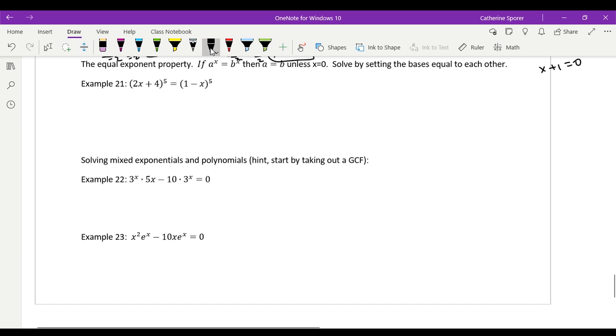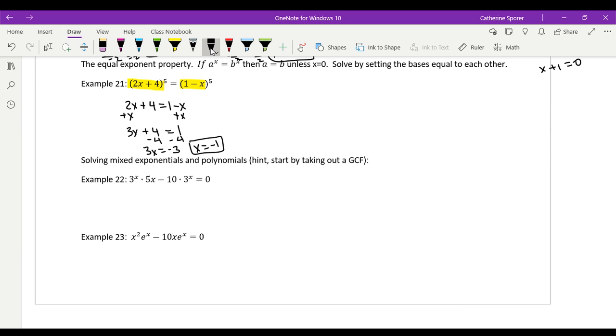We solve that by setting the bases equal to each other. So example 21, 2x plus 4 to the fifth equals 1 minus x to the fifth. We set those two bases equal to each other. So 2x plus 4 equals 1 minus x. We solve that by adding x to both sides. So 3x plus 4 equals 1. Subtract 4 from both sides, so 3x equals negative 3. Divide by 3 to get x equals negative 1.